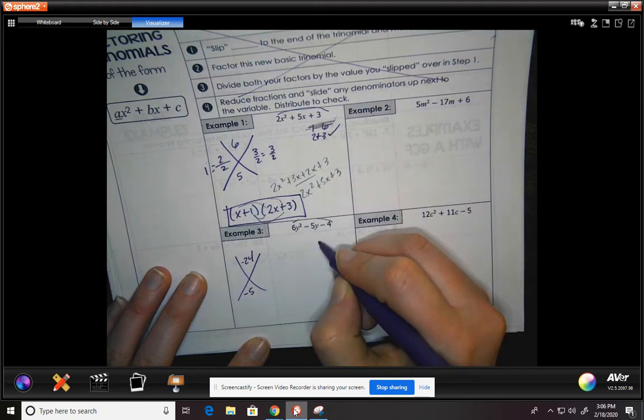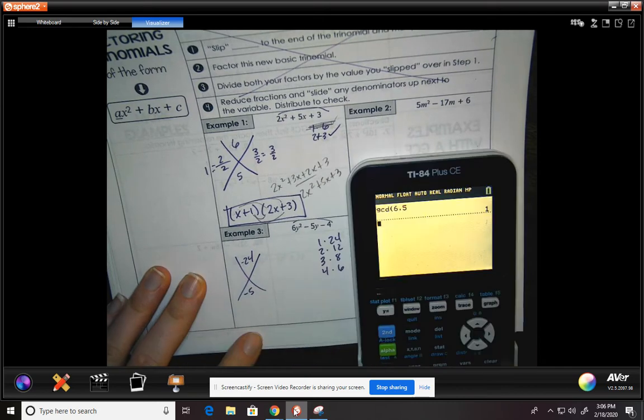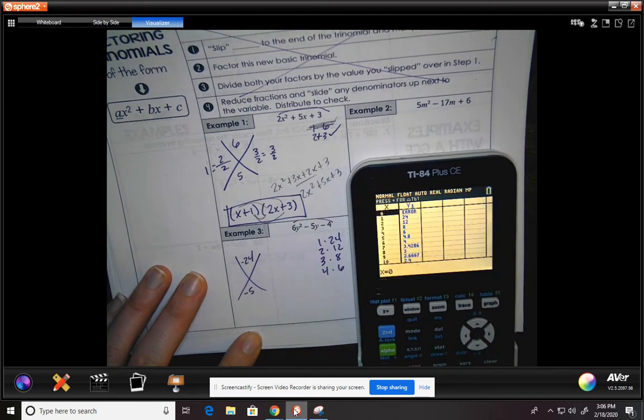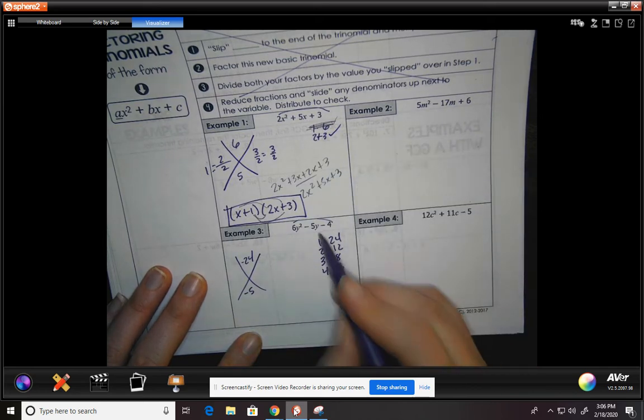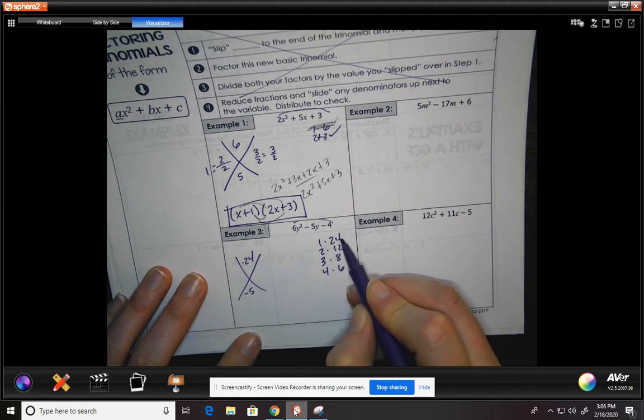Okay, multiples of 24: 1 and 24, 2 and 12, 3 and 8, 4 and 6. If you need your factors, remember you can go to y equals, do 24 divided by x, and go to the table. It'll list them for you. Now I need to add to a negative 5. So this would add to 25 and subtract to 23.